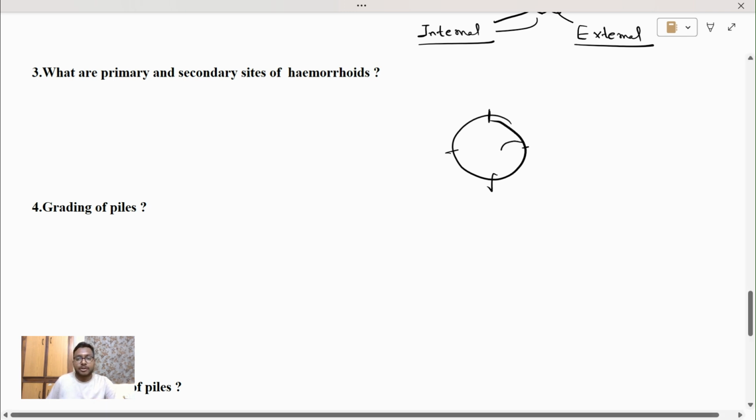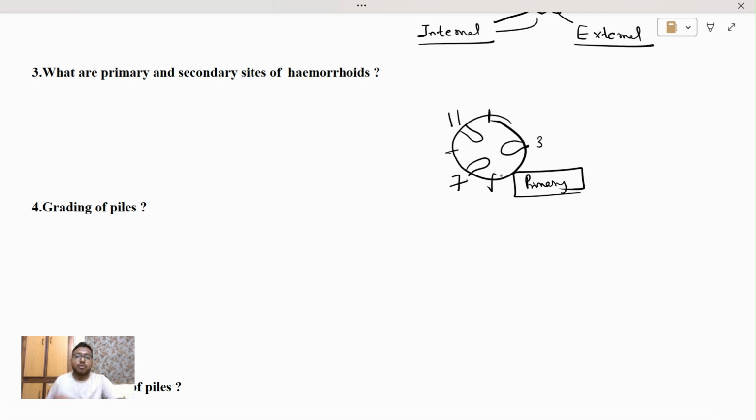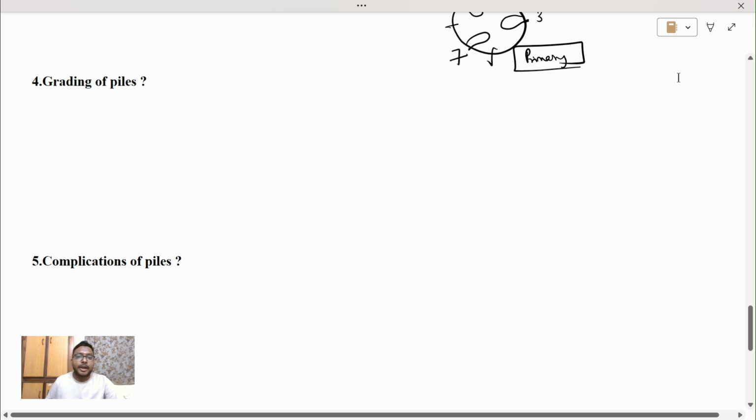If hemorrhoids are present at 3 o'clock, 7 o'clock, 11 o'clock, these are the three important clock positions where they are called primary hemorrhoids. Apart from these three clock positions, at whatever clock position hemorrhoids occur, they are called secondary hemorrhoids. Okay, right. Next, grading of piles.